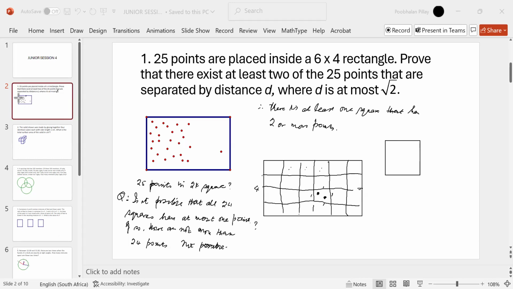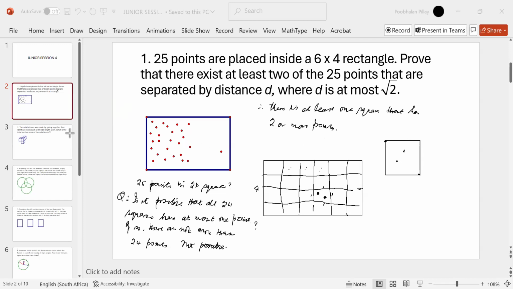So what is the largest distance between those 2 points? These 2 points are somewhere here. The largest distance between the 2 points will have to be that distance, the distance from one corner to the other. That is the largest distance.